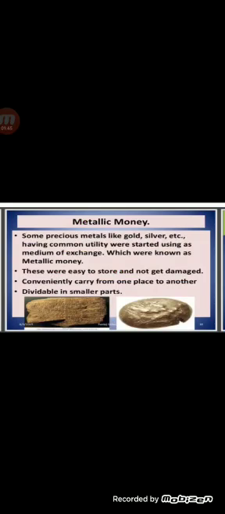Next one is metallic money. Some precious metals like gold, silver, etc., having common utility, were started using as medium of exchange, which were known as metallic money. These were easy to store and not get damaged, conveniently carry from one place to another, dividable in smaller parts.